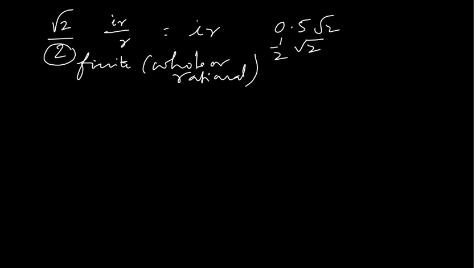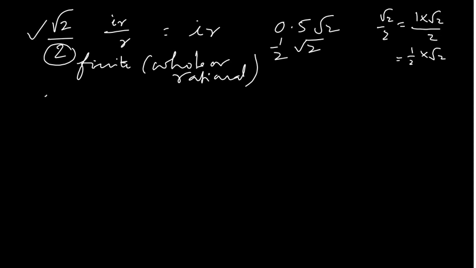Good question. Root 2 by 2 means 1 into root 2 divided by 2. That's half into root 2. That's why you get 0.5 root 2. Got it? So this is also not a problem.